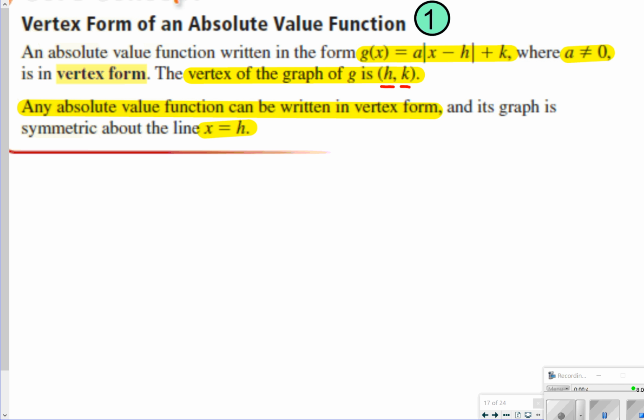Any absolute value function can be written in vertex form, and it's also going to be symmetric to the line where you have x is equal to h. So that x is equal to h will show you where your vertex would be. Okay? So what we're going to do is take time now to pause the video here so you can write down what is highlighted, and then once you're done, click play, because we're going to fill out our study sheet together that we get in class.